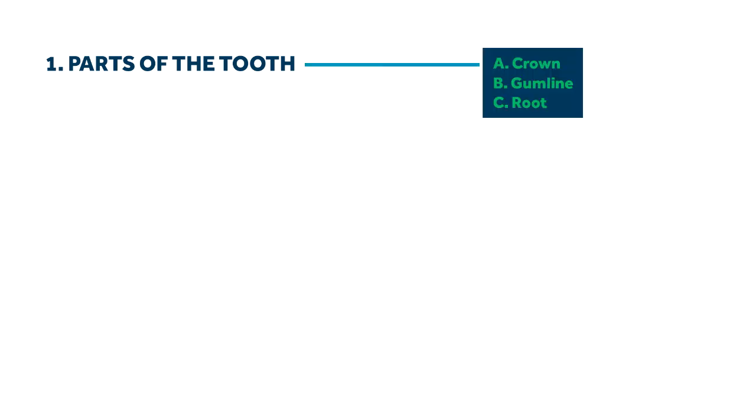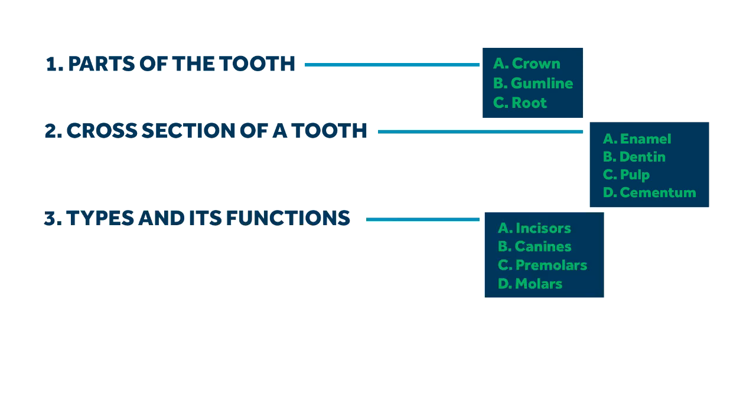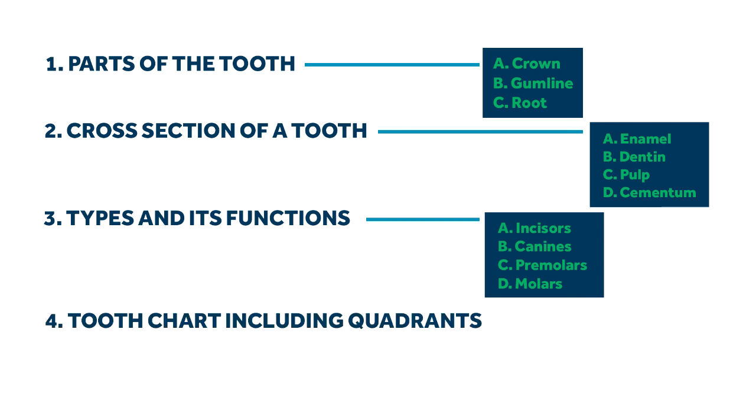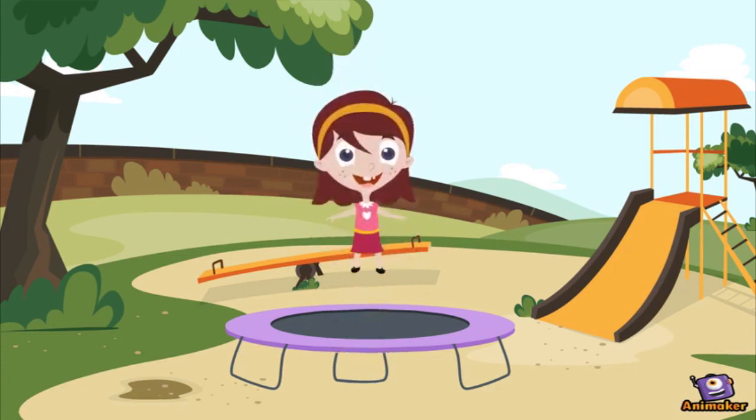Let's do the recap. Parts of a tooth: crown, gum line, root. Cross-section of a tooth: enamel, dentin, pulp, cementum. Types and their functions: incisors, canines, premolars, molars. Tooth chart including quadrants. Tooth surface. They sure are handy when you smile, so keep your teeth around a while.